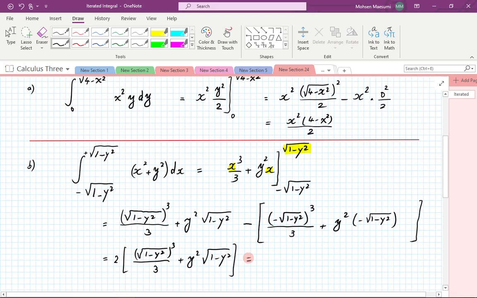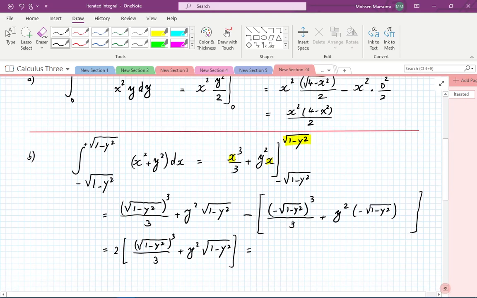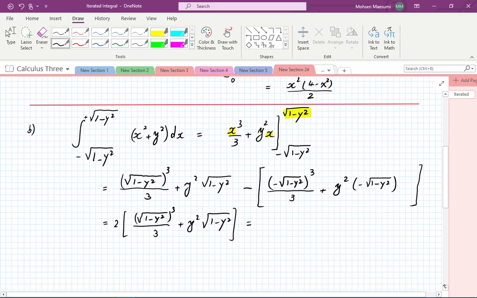Now this is a feature that you see in many integrals later on. Notice that this is an odd function in x, meaning the powers of x are odd, and then you are evaluating from negative something to positive something. In all these cases, the exact same thing happens. So if you have an odd function and you calculate it between negative and positive, you just get double the first entry. That sometimes helps us to simplify the process a little bit.